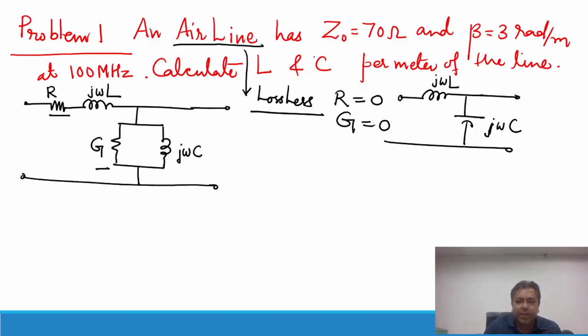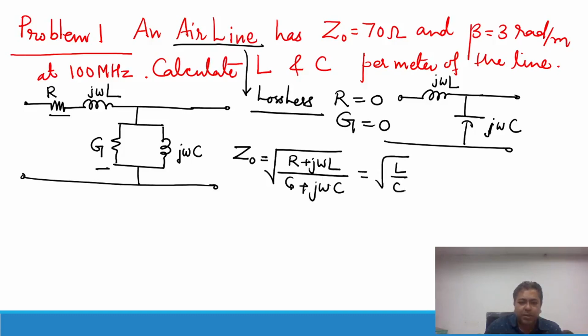Now the air line has a characteristic impedance of 70 ohm. So in the last class we have derived the characteristic impedance. The standard characteristic impedance is Z is equal to the square root of R plus j omega L upon G plus j omega C. But of course, when the line is lossless, R and G are 0, so Z0 is equal to root over L by C. And this Z0 is given to us, how much is it? 70 ohm.